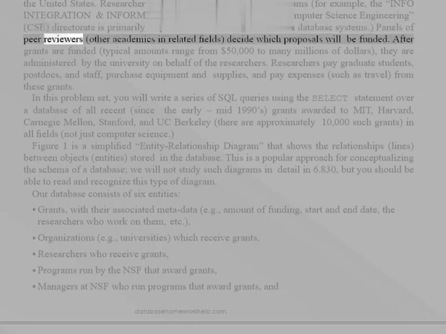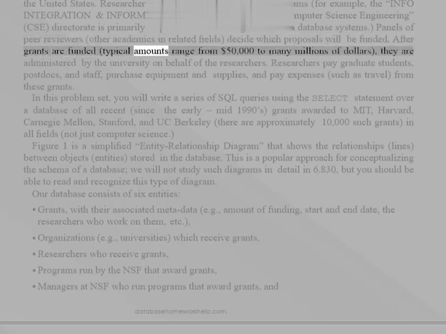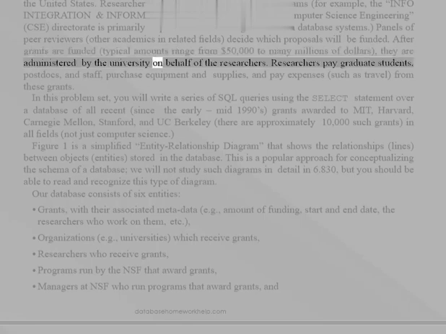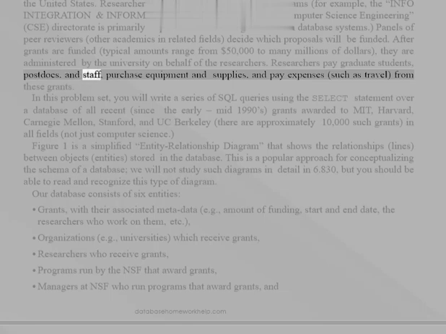Panels of peer reviewers, other academics in related fields, decide which proposals will be funded. After grants are funded, typical amounts range from $50,000 to many millions of dollars. They are administered by the university on behalf of the researchers. Researchers pay graduate students, postdocs, and staff, purchase equipment and supplies, and pay expenses, such as travel, from these grants.